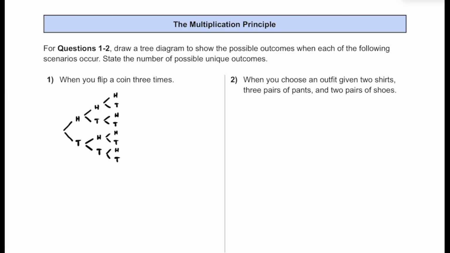So in terms of the number of unique outcomes, you can see there are 1, 2, 3, 4, 5, 6, 7, and 8. So there are really 2 choices in the beginning, and then 2 choices, and then 2 choices. So altogether there are 8 outcomes.